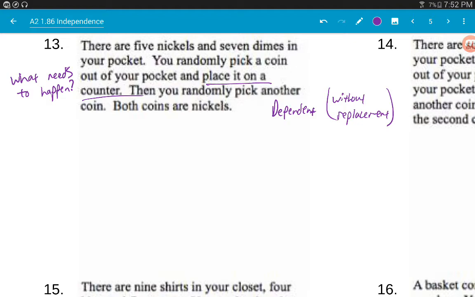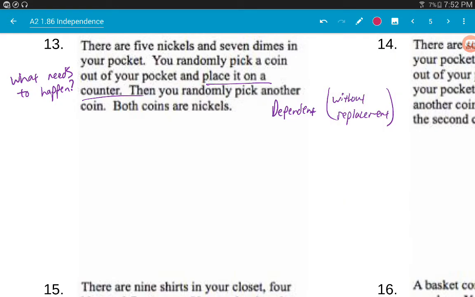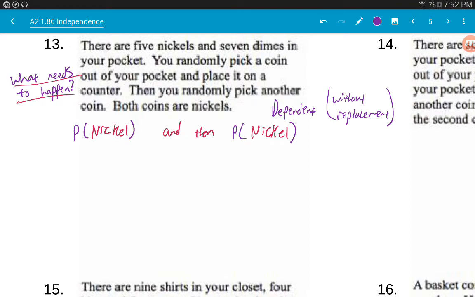Okay, so they're dependent because I'm not replacing them. That helps me understand a whole lot about the scenario. So now the question that I need to ask myself still is what needs to happen? Well, both coins are nickels. So I need a nickel and then I need another nickel. That's what I need. That's what needs to happen. So the things that I need to find out is I need to find out what the probability of getting a nickel is the first time and the probability of getting a nickel the second. And then, keyword and, means we're multiplying.